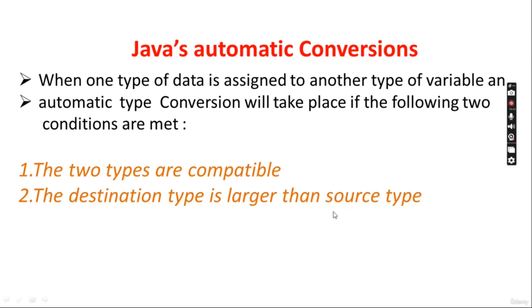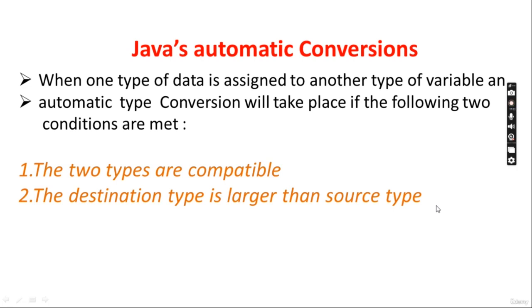Now, Java's automatic type conversion. So this is a very important point. If you want, you can write it down. When one type of data is assigned to another type of variable, one data type of data is assigned to another data type of variable, an automatic type conversion will take place if two conditions are met. So the following two conditions are very important. If you want, you can write them down.